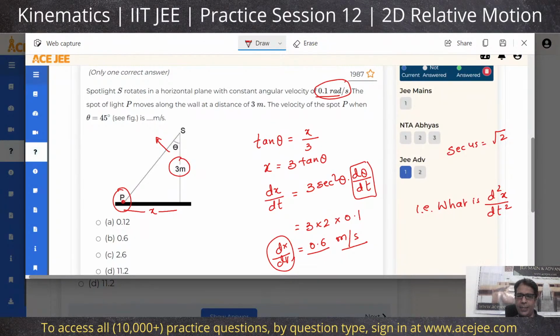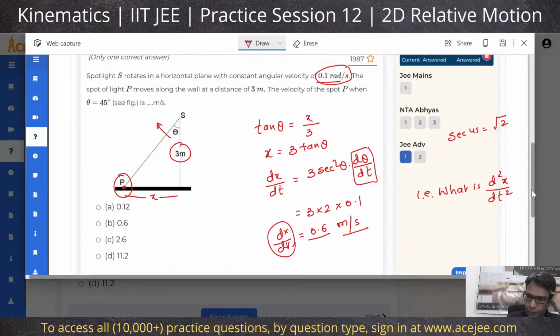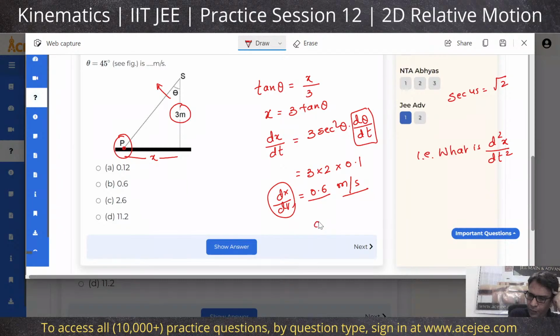So then that will be 3 secant square theta tan theta d theta by dt squared. That's what the acceleration would be. Chavi, beta, is that right? So if I were to double differentiate with respect to time t, then we'll get 3 into 2. Derivative of secant theta is secant theta. Yeah. Chavi, is that right, beta?